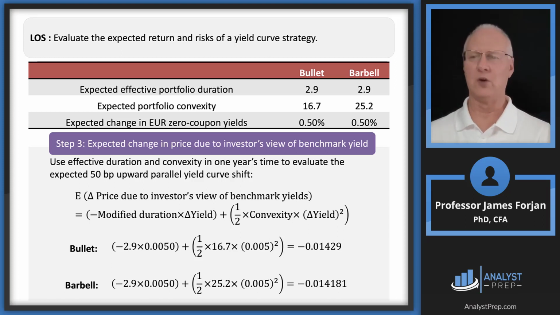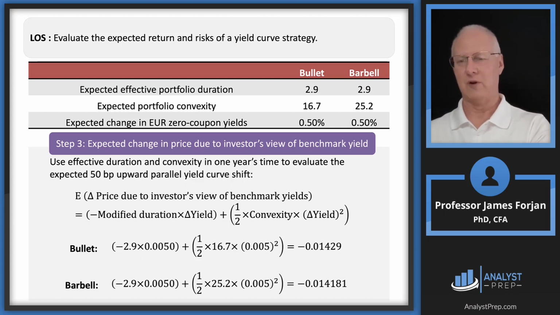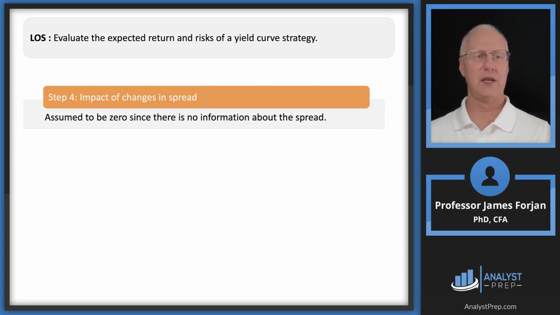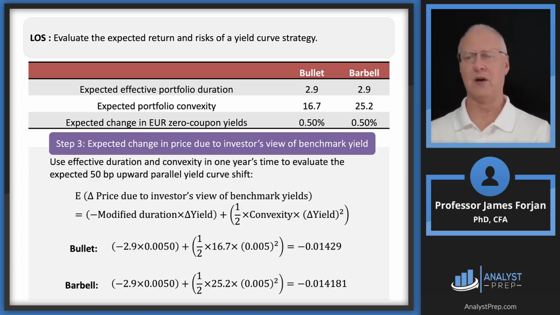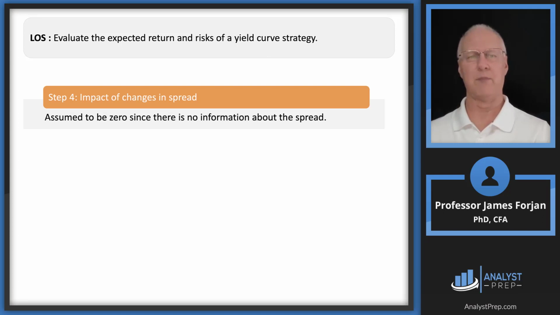How about we use those really cool formulas from the very beginning of this slide deck for the investor's view of the benchmark yield. There we're just going to compute the bullet and the barbell. We just substitute the difference. Remember, the only difference here is going to be the convexity. And so what do we get? 1429 and 1418. We're going to do something super simple here, with no information about the spread, but you could use that equation and do the mathematics of a change in the yield spread. You could do that pretty quickly.